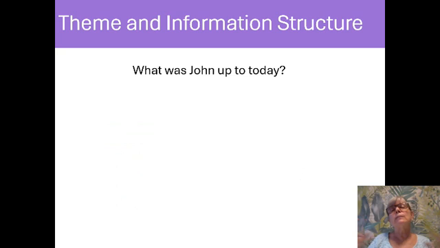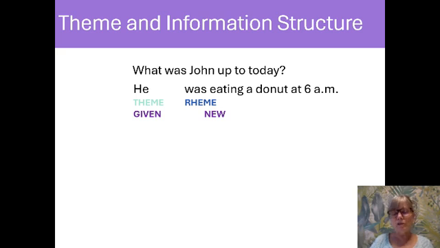So there are two ways of thinking about the textual metafunction. One is theme and one is information structure. Information structure is what's given and what's new. And especially in written text, often we like the theme to be given. What was John up to today? He was eating a donut at 6 a.m. So here we have the given coinciding with theme, and the rheme is telling us something new, right? So we tend to like to line the theme and rheme with our given and new.